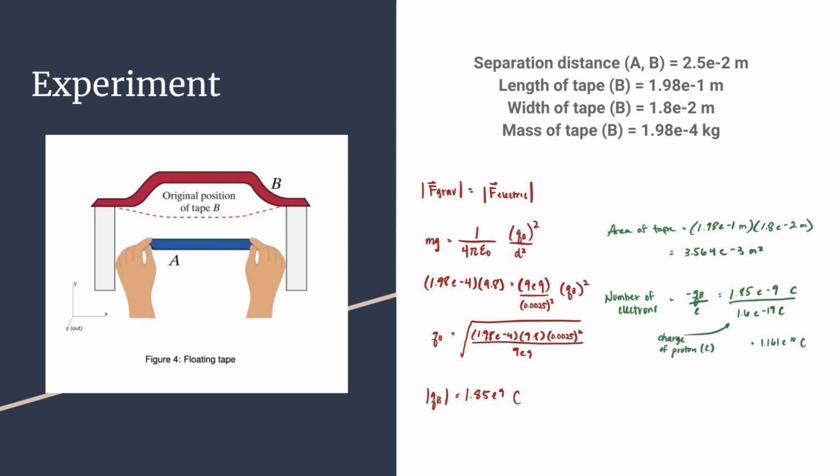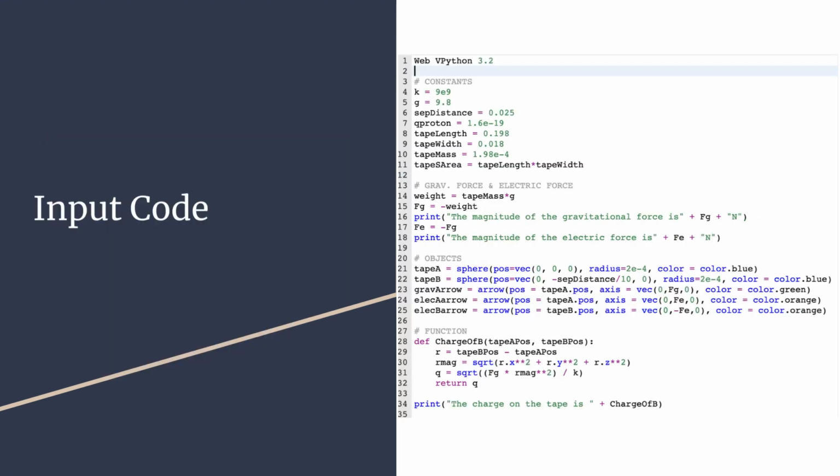From there, we're able to calculate the mass of the tape by understanding that clear tape is about 1 gram per meter. Then we're able to calculate the charge of tape B by solving the previously mentioned equations once the separation distance and mass of the tape values are plugged in. According to these calculations, the tape seems to be negatively charged as it repels the negatively charged pen.